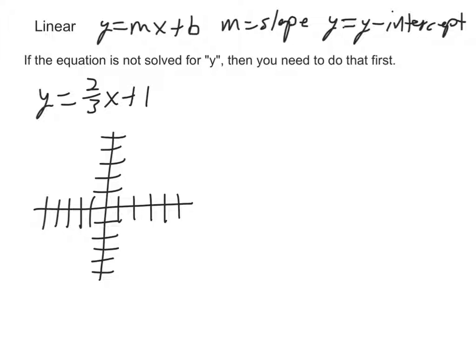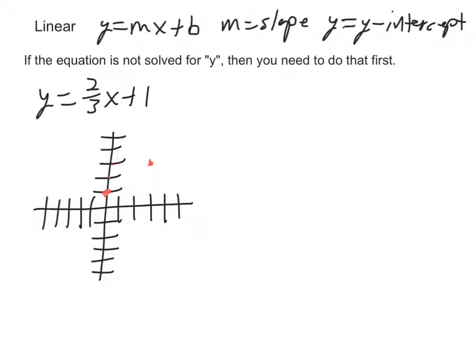If the equation is not solved for y, then you need to do that first. It's just going to make it easier to graph. So on the first one here, we have y equals 2/3 x plus 1. It's already solved for y, and we're just going to graph that. The y-intercept is 1, so I make a point right at 1. Go up 2, 1, 2, over 3, about right there.